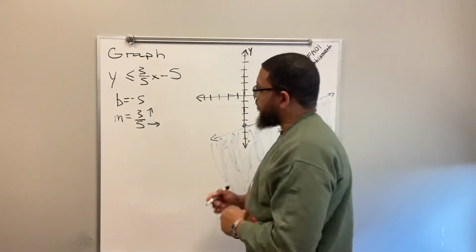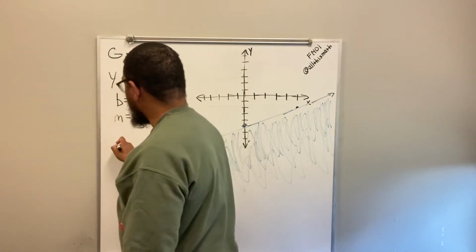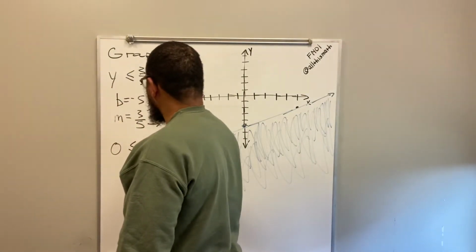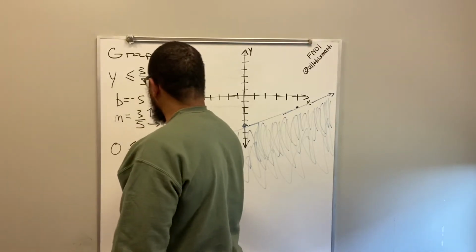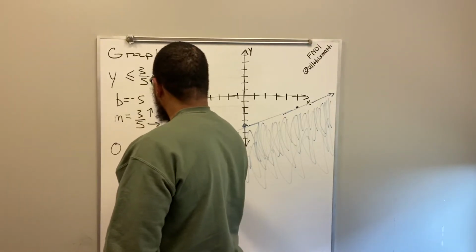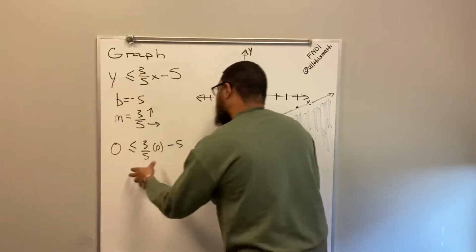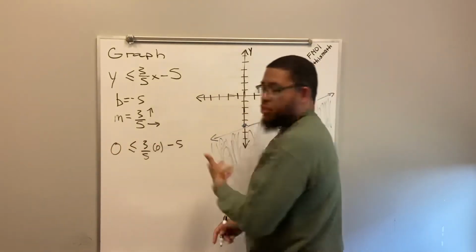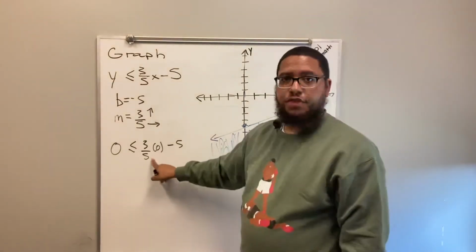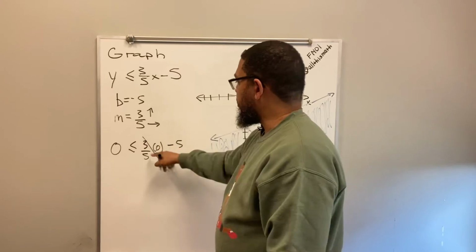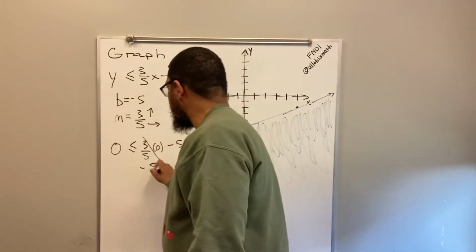So watch what's going to happen. I'm going to replace y with 0. I'm going to do my 3/5. Replace the x with 0. Minus 5. Now, 0 is just 0. There's no math to do on the left side. But on the right side, I follow order of operations. I do 3/5 times 0. That cancels out and becomes just 0. 0 minus 5 is negative 5.